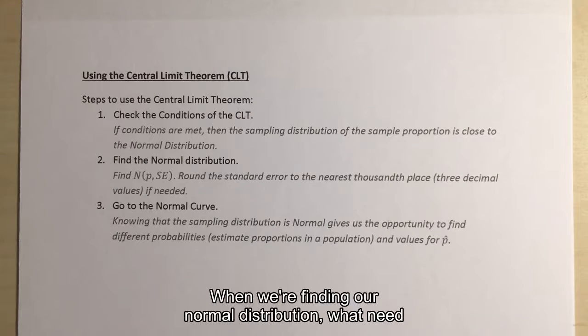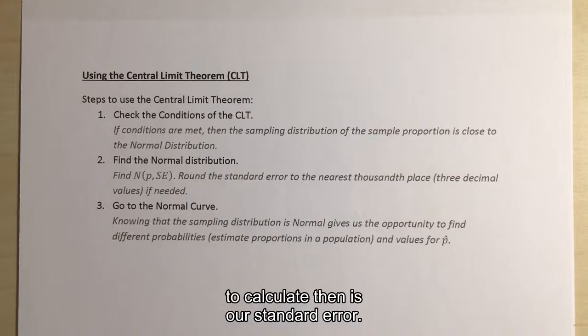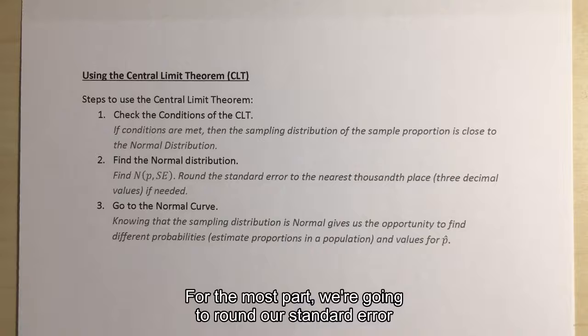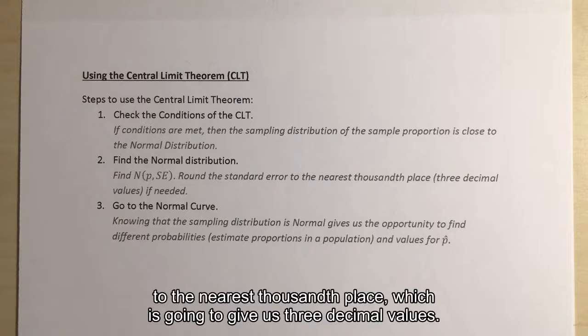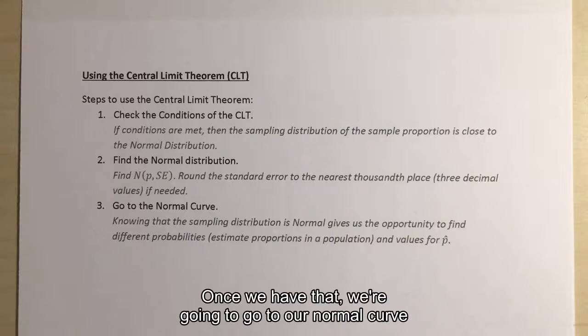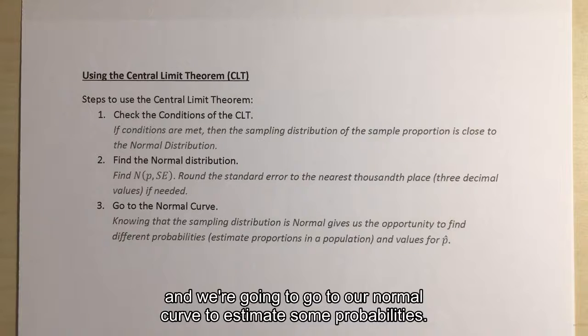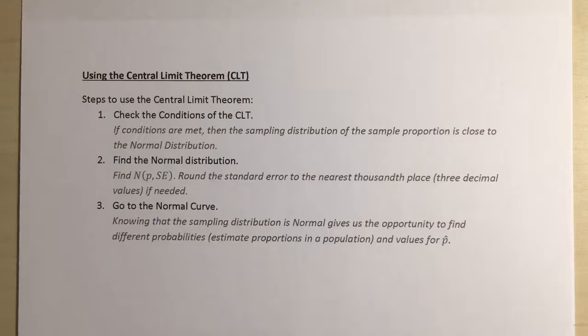So when we're finding our normal distribution, what we need to calculate is our standard error. For the most part, we're going to round our standard error to the nearest thousandth place, which is going to give us 3 decimal values. Once we have that, we're going to go to our normal curve to estimate some probabilities.